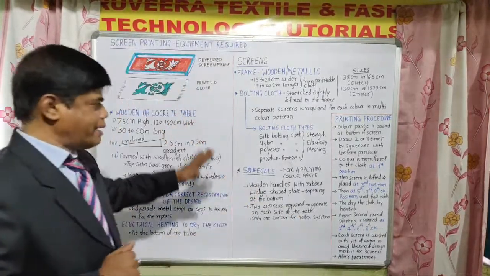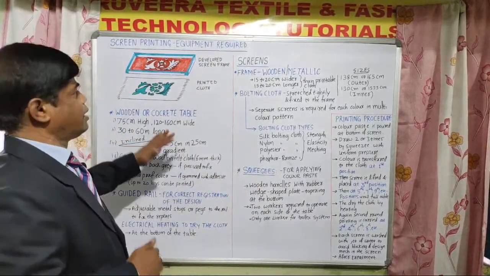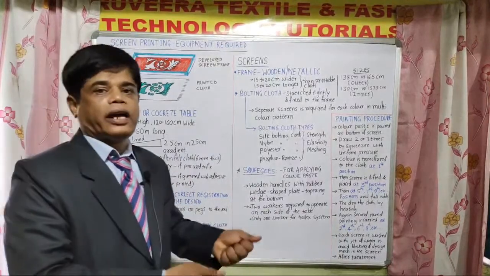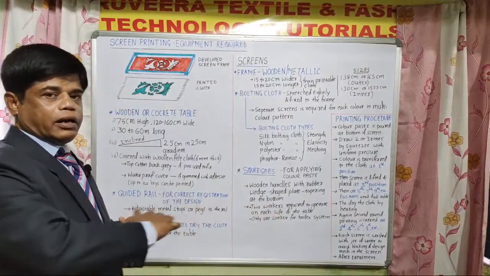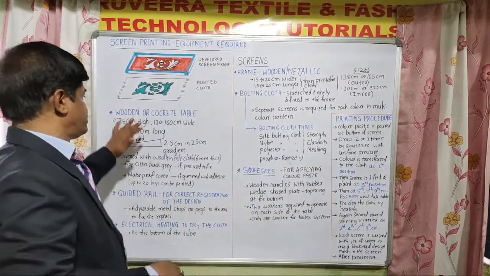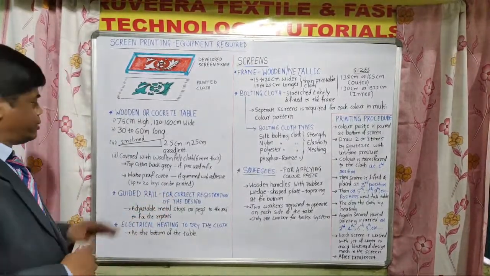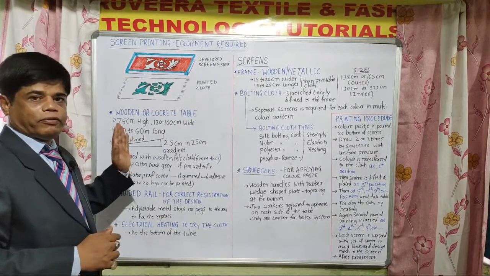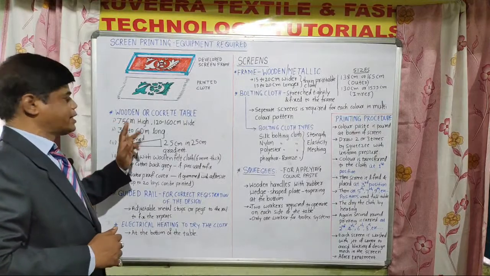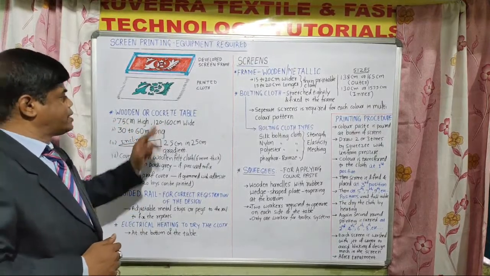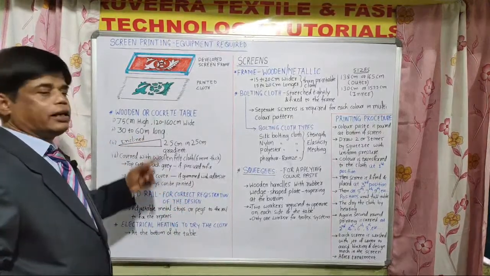But now whatever I am explaining is the basic conventional, and also the machine, whatever is conventional hand printing, hand screen printing also. See, a wooden table or metal table or concrete table is required. Usually in conventional printing, for worker facilities, usually the height of the table is 75 centimeter, 120 to 160 centimeter wide, and 30 to 60 meter long.